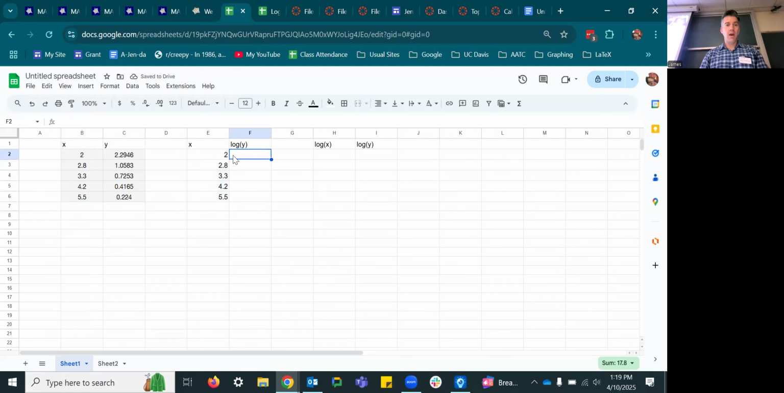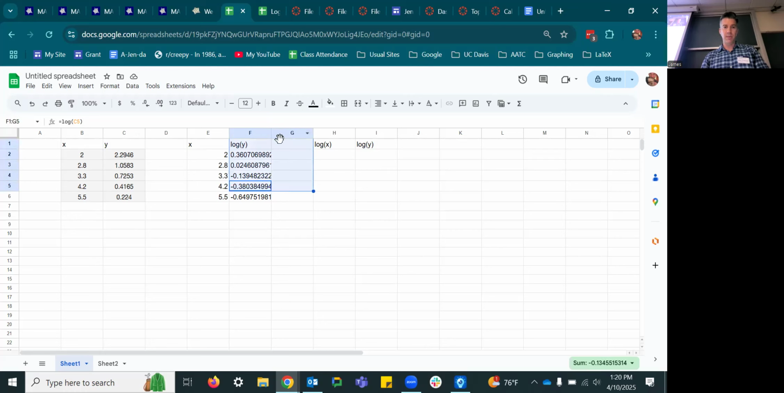And then here, I want it to equal the log of those Y values. So I'm going to write equals log of C2, and it already wants to pull it down for me. Great, that's exactly what I wanted. If you look at these other entries, that's log of C3, that's log of C4, et cetera.